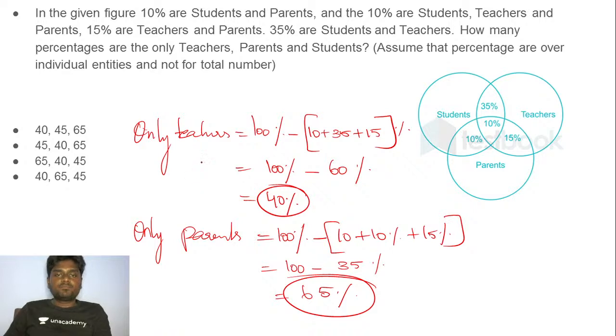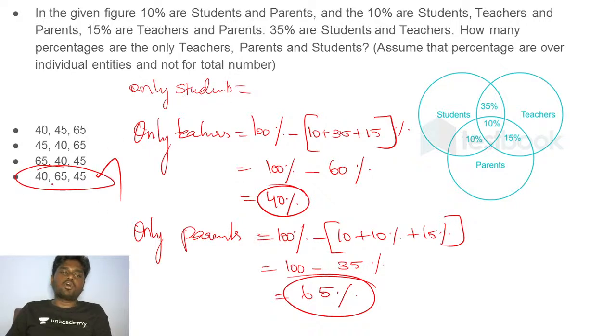And in the same way, if you go for the only students, just by finding these two, I am able to know that the answer is option 4, that is 40, 65 and 45. All the other options get ruled out, right? So let me cross check whether I get the percent of only students to be 45.